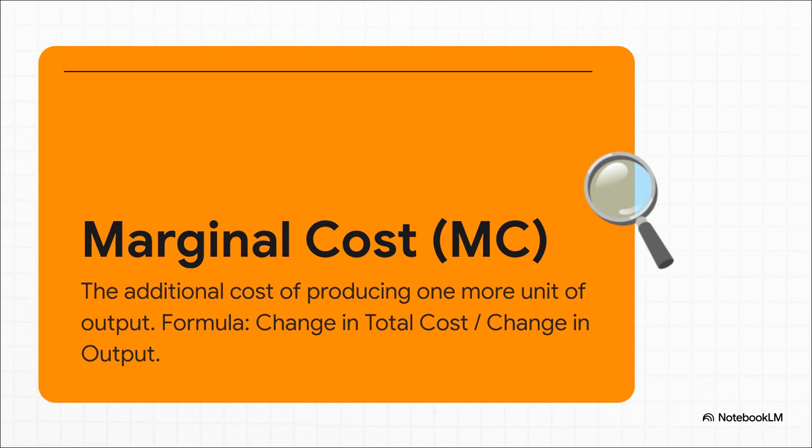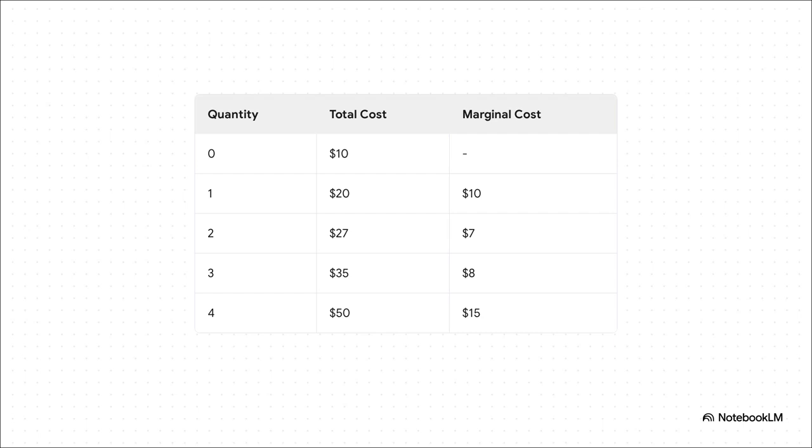All it does is answer one simple, powerful question. What's the extra cost of producing just one more unit? It's the change in your total bill when you decide to make that next one. This is what thinking at the margin is all about. Let's jump back to our numbers to see this.